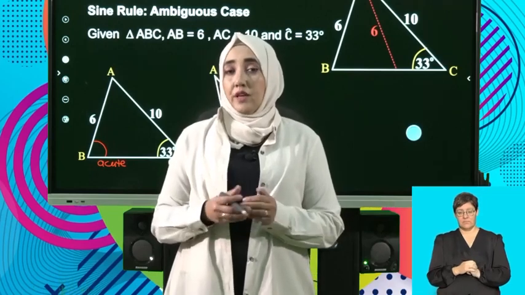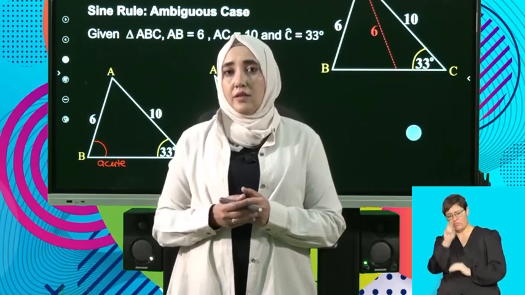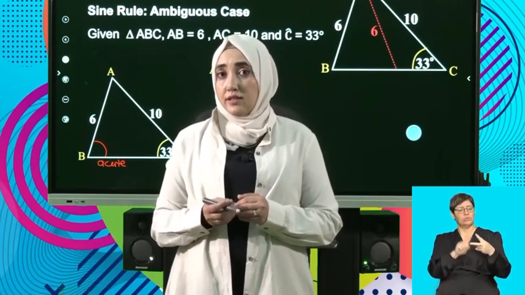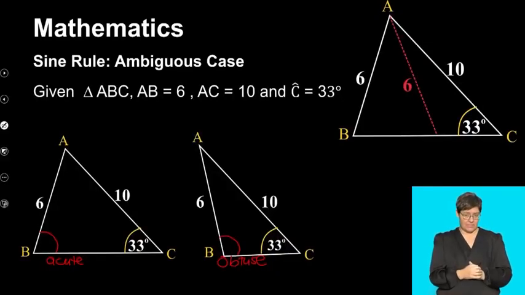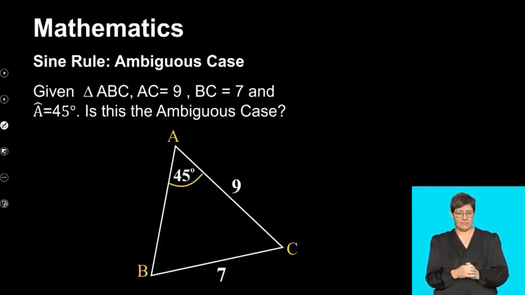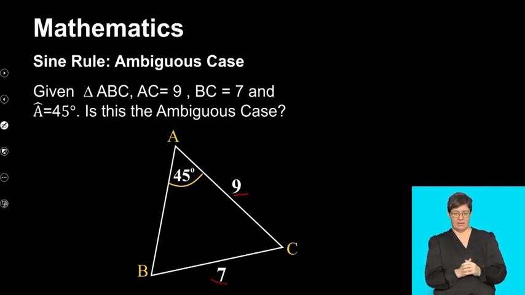Okay, now that we've done one example, let's try another example and see if you can see how we can draw two triangles with the same information. In this triangle, we're given that AC is equal to 9, we're given BC is equal to 7, and we're given the angle A is 45 degrees, which is this angle here.